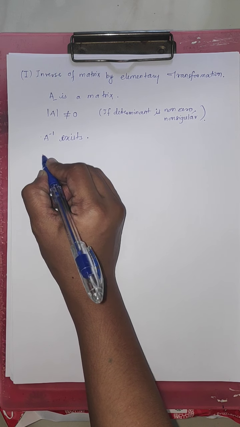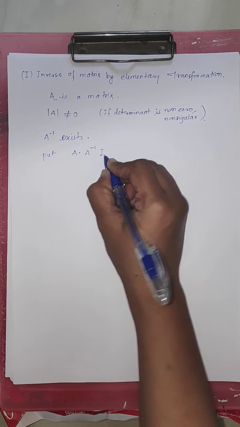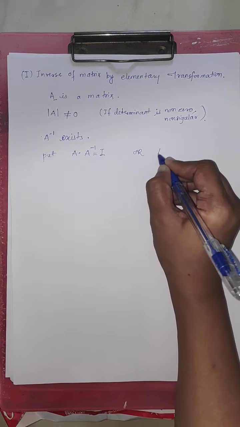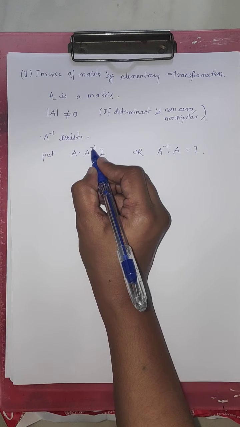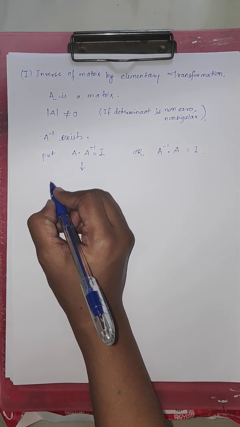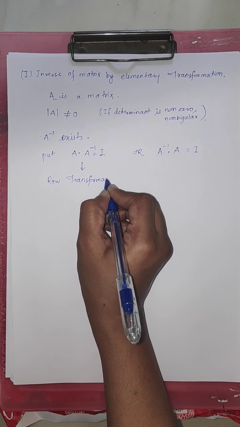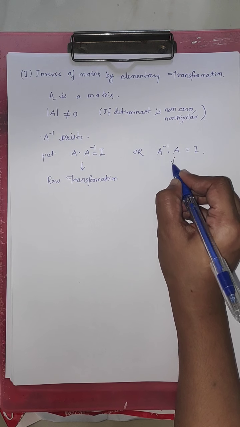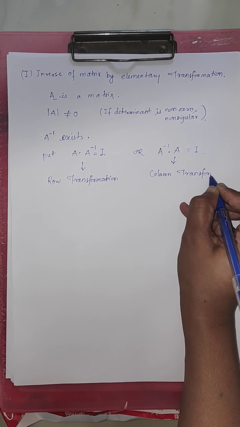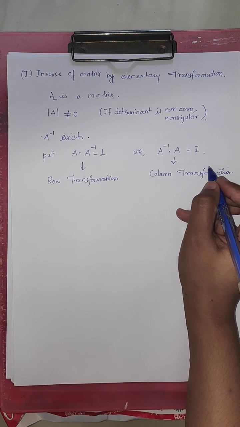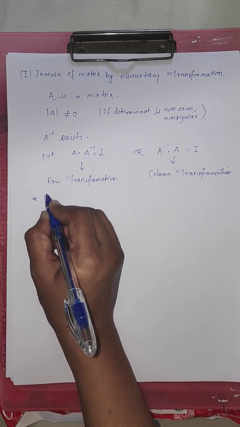So how do you solve this? Put A into A inverse equals I, or A inverse into A equals I. Both are the same, but if you write the first, you have to apply row transformation. And if you write the second, you have to apply column transformation. So how to apply row transformation and how to apply column transformation? First we will see row transformation.